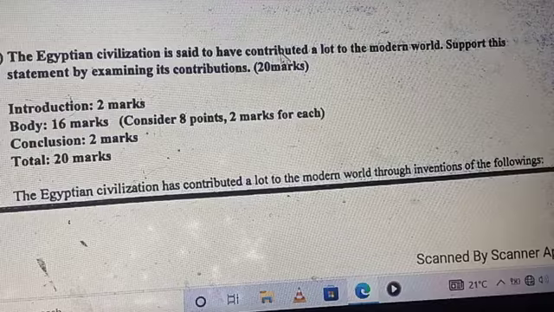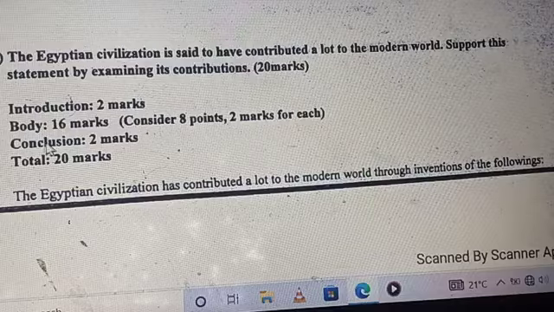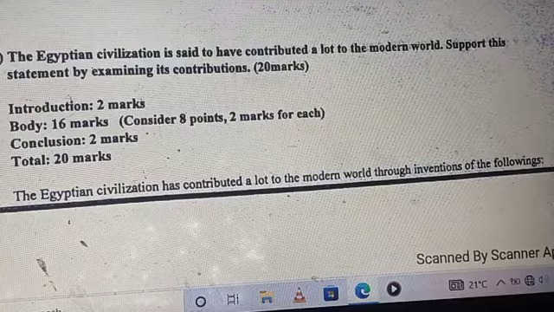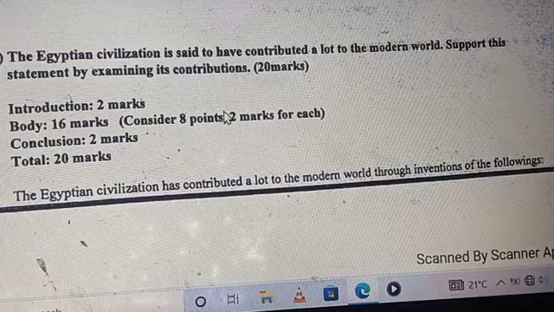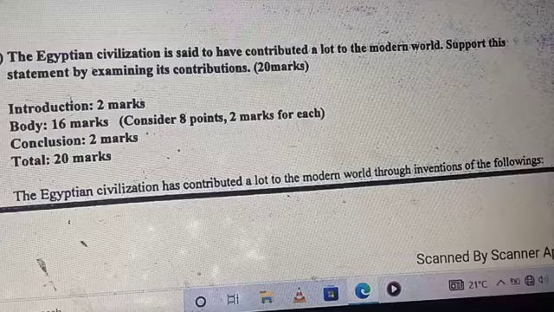This question has 20 marks. We must answer this question in 3 parts: introduction, body, and conclusion. In the introduction, you get 2 marks. In the body, you get 16 marks. And in the conclusion, you have 2 marks. If you put 8 points with their explanation, you get 2 marks each in the body, and the introduction and conclusion together get 4 marks.